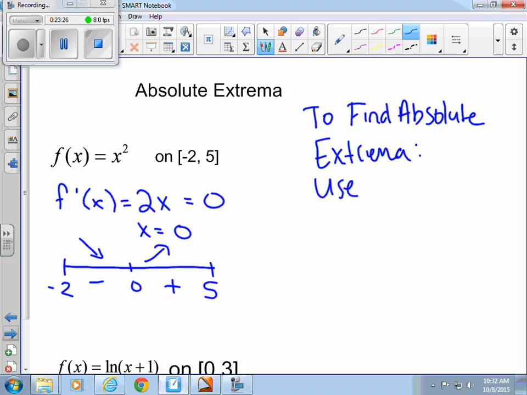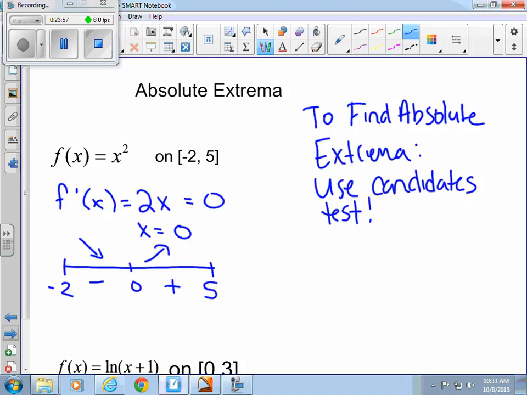use what's called a candidates test. We have 3 candidates for an absolute maximum and for an absolute minimum. There is guaranteed to be an absolute min and an absolute max because of the extreme value theorem. We have a continuous function and a closed interval, right? So we know we're going to get an absolute max and min. It either happens at -2, 0, or 5.